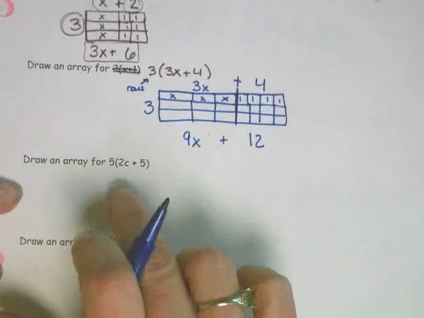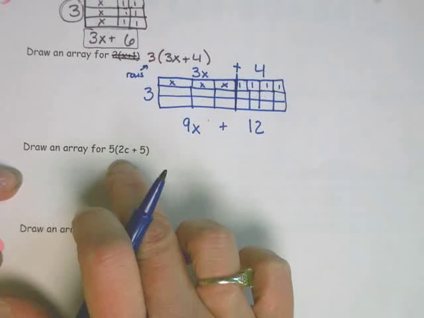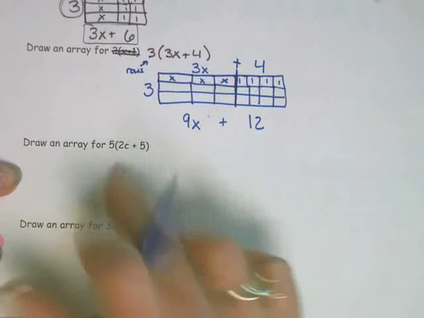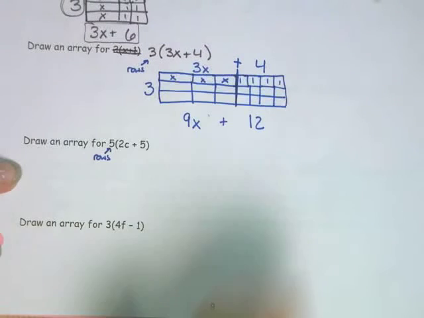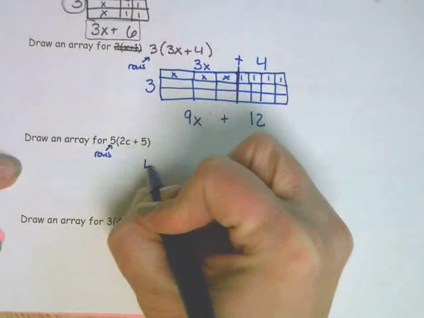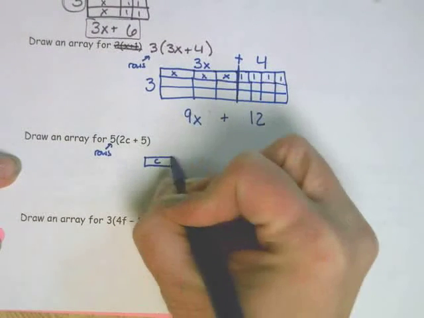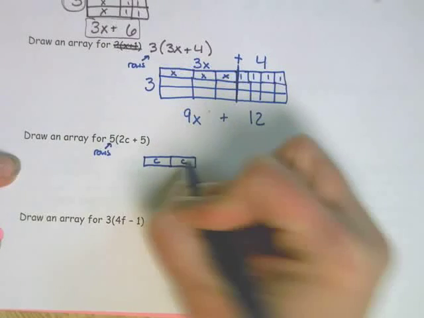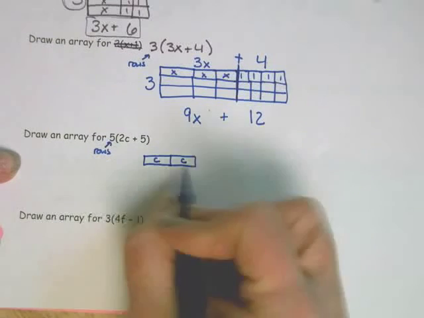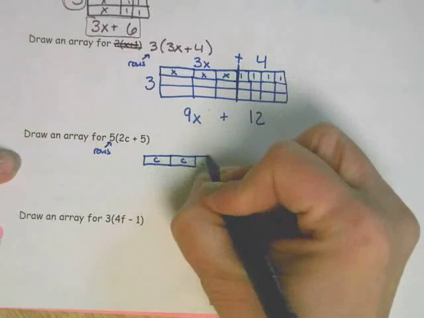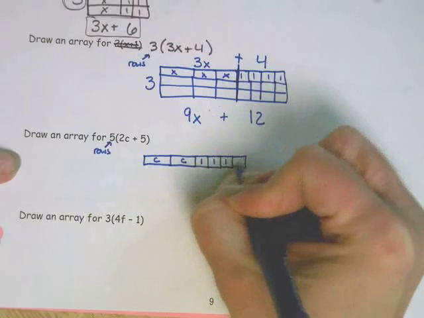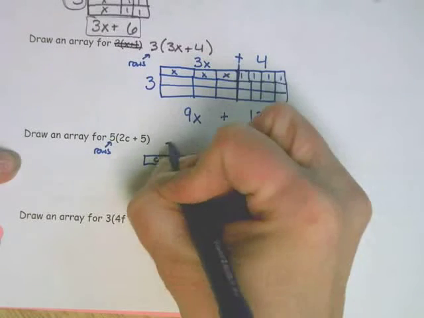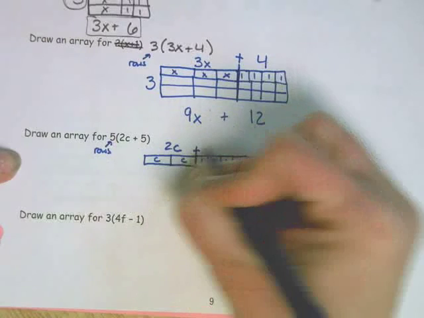All right, so would we be able to draw an array for this one? 5 times 2c plus 5. Let's just give it a try. This is my number of rows. So in each row, there's going to be 2 c's. You can be the same as your x. It's a whole different problem. So however long you want c to be, plus 1, 2, 3, 4, 5. There's my 2 c's plus 5.